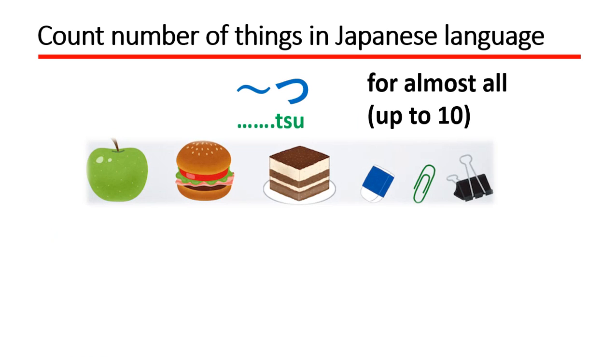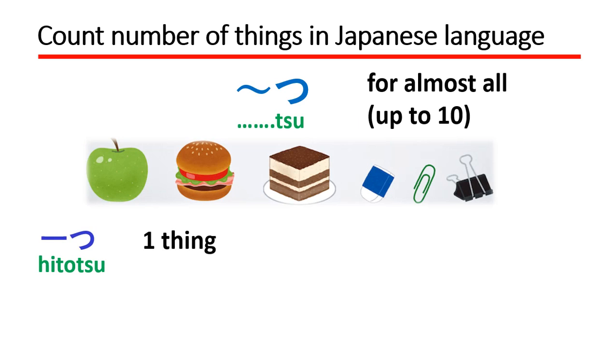Next we are going to learn counting for almost any thing. They use tsu, the hiragana, and you put the number in front of it. As you see in the picture, it is used to count almost everything up to 10, such as apple, hamburger, cake, eraser, and more. Let's look at some examples.